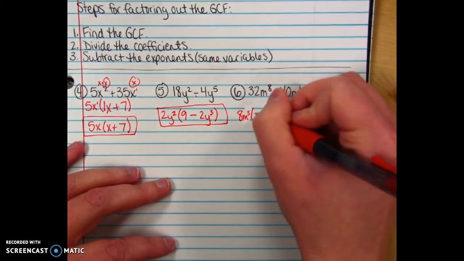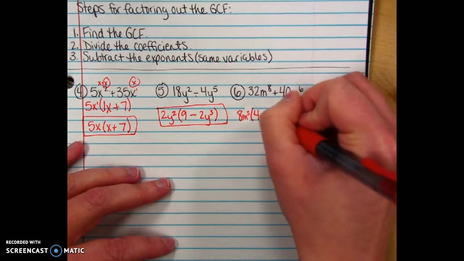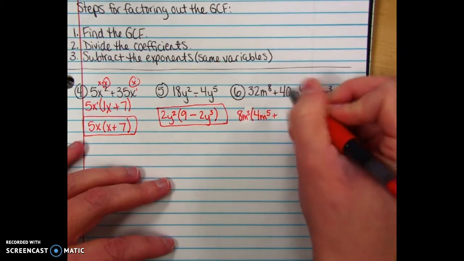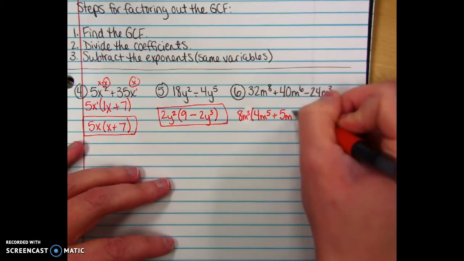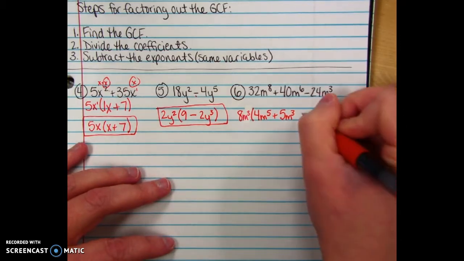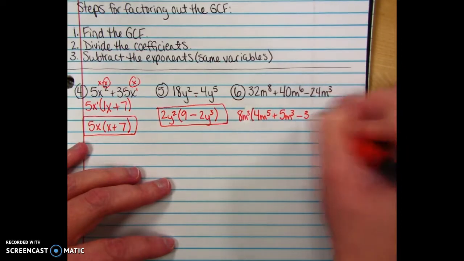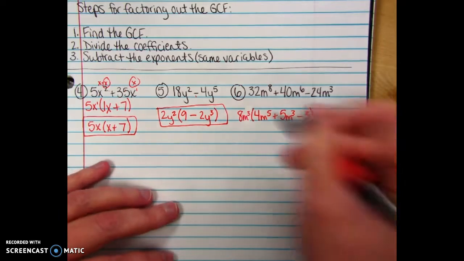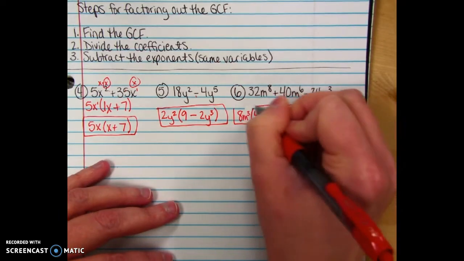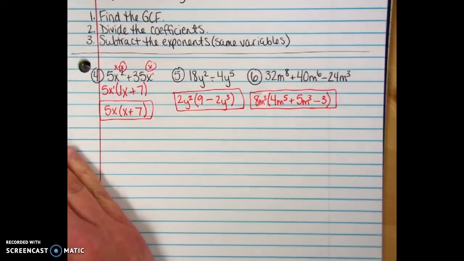32 divided by 8 is 4. 8 minus 3 is 5. 40 divided by 8 is 5. 6 minus 3 is 3. Bring the minus sign. 24 divided by 8 is 3. And the m's are the same, so I don't have anything left over. There's my answer. Okay, hopefully this isn't too bad. We have 2 more.